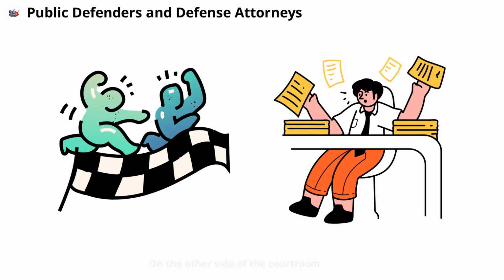On the other side of the courtroom, public defenders and defense attorneys represent individuals accused of violating state statutes. Their job is to protect the rights of the accused and ensure a fair trial. They challenge the prosecution's evidence, present defenses, and advocate for their clients. This adversarial system helps ensure that the legal process is balanced and that justice is achieved. Defense attorneys play a key role in maintaining the integrity of the legal system.